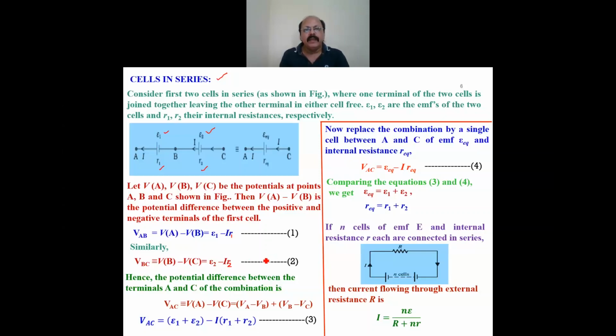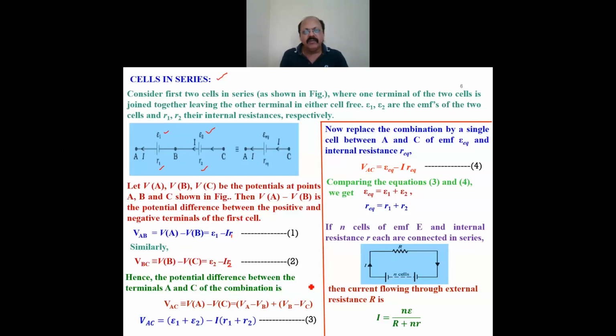Now we have to find out the potential difference between points A and C. These are the two extreme points. In the same way, the potential difference between the points A and C is equal to VA minus VC plus VB minus VC. Then you see here, if you open it, what you will get? VA minus VC. But these two you have already calculated.